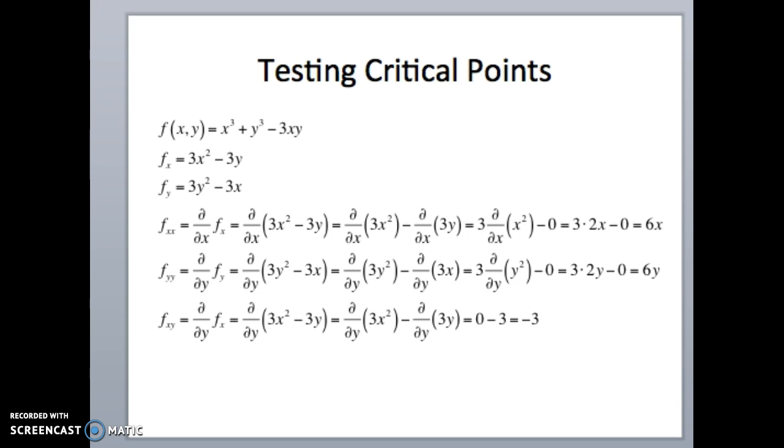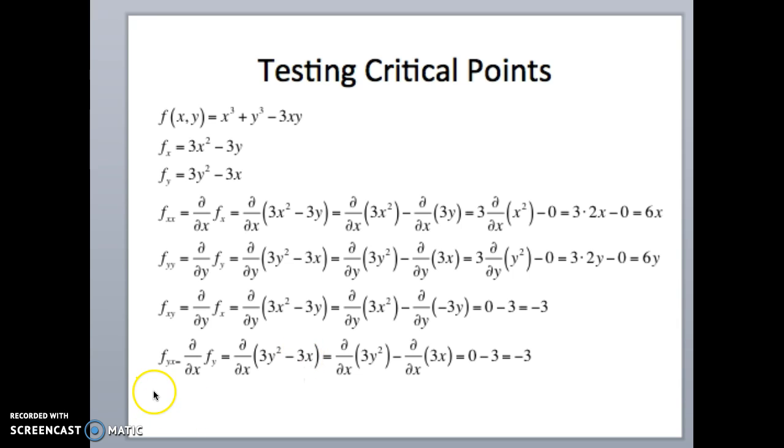Now I want to also do f sub yx, even though I know that f sub xy and f sub yx have to be the same. But let's check that. f sub yx is the partial with respect to x of f sub y, which was up here, 3y squared minus 3x. Partial with respect to x of 3y squared minus partial with respect to x of 3x. These variables don't match. x thinks y is a constant, so the partial with respect to x of 3y squared is 0, minus the partial with respect to x of 3x, which is negative 3. And I just cleaned up that typo again.